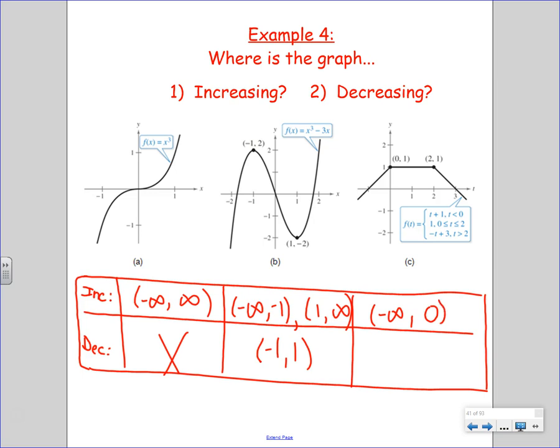When does it start decreasing? How far left? 2. And how far right? Well, you're moving to the right, so you have to be a positive infinity. Does that make sense? Remember the line? Negative infinity is that way. Positive infinity is this way.